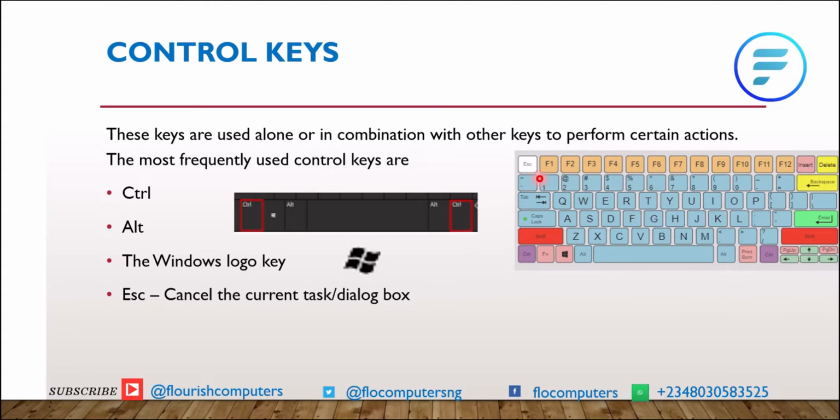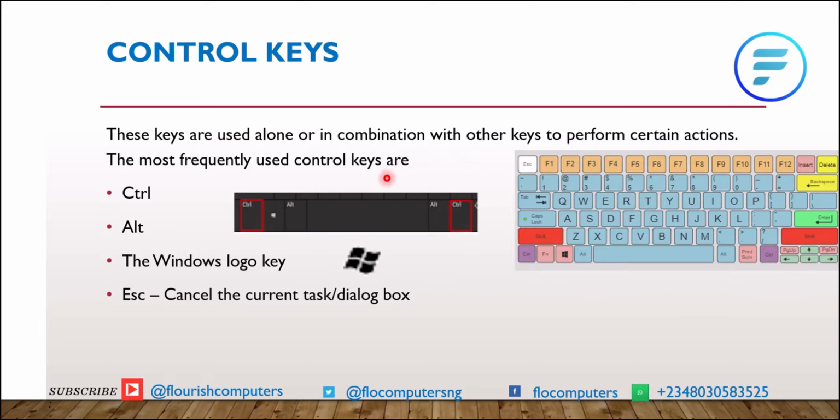Then we have another key which is the Escape key. It's called the cancel key as well. So what that key does is to cancel the current task or dialog box. If there's a dialog box that pops up on your screen and you want to cancel it, you can use the Escape key, ESC. It is the first key on the keyboard, the first one on the left corner at the top of your keyboard, before you have F1, F2, before the function keys. That is where you have the cancel key.